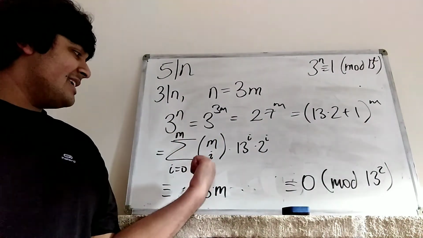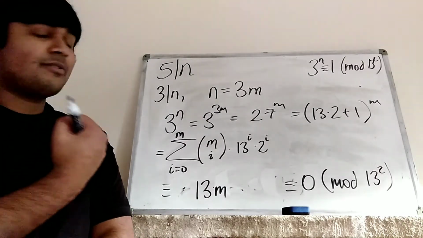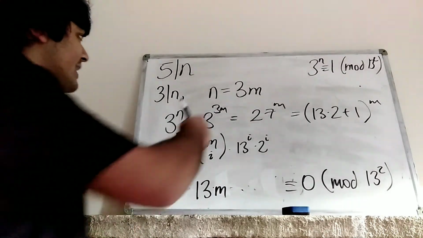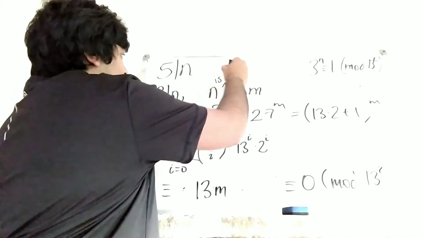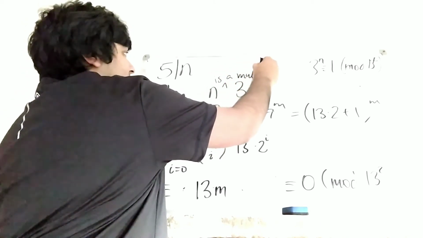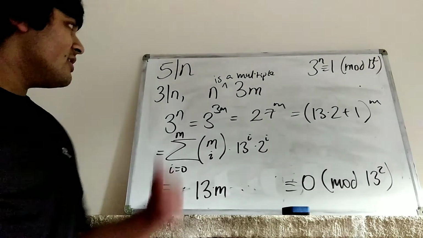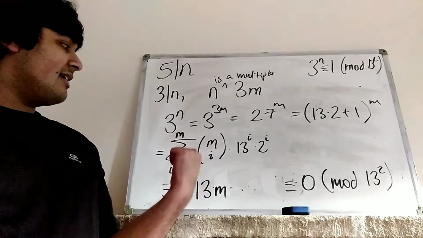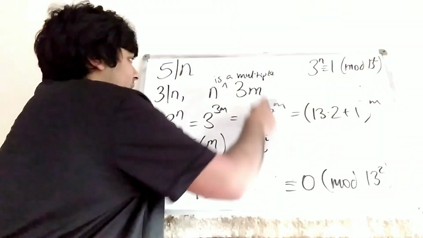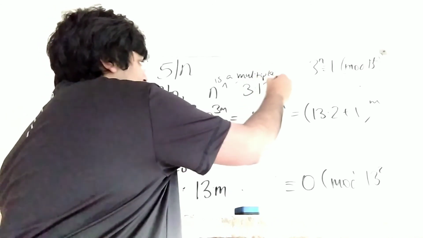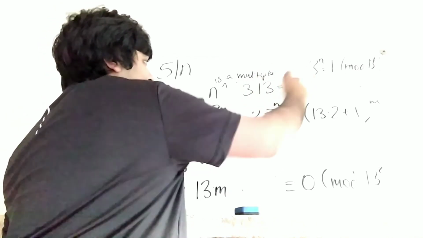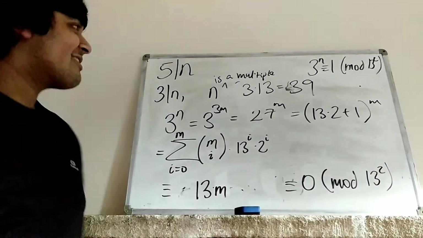So if m equals 13, then n must be 3 times 13, or I should say n is a multiple of 3 times 13, because obviously if it works for one, then it will work for any multiple of it. So n is a multiple of 3 times 13, which is 39. I was about to write 49 there, it's 39.